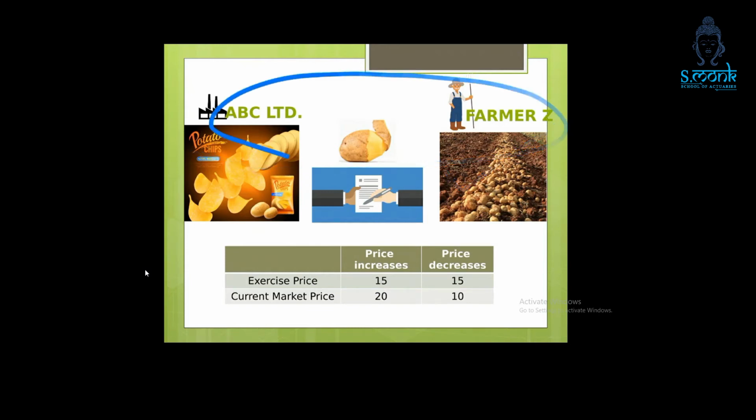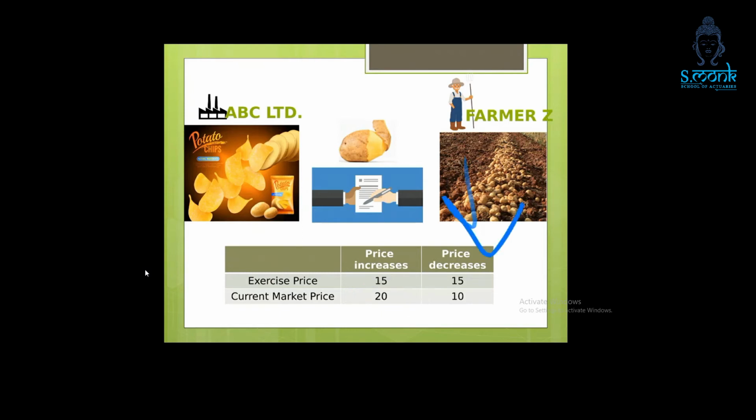Now, regardless of what the price of potato will be after 6 months, Farmer Z will sell 1 quintal of potatoes to ABC Limited at a price of 15 per kg. If the prediction of bad harvest turns out to be true, then there will be low supply and high demand, and therefore it will lead to an increase in the price of potatoes to, let's say, 20 rupees per kg. In this case, ABC Limited has made a good deal and the farmer is at a loss.